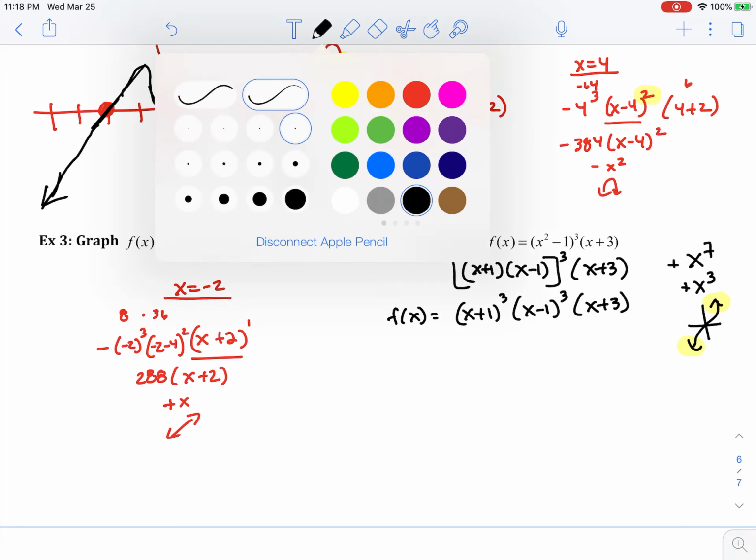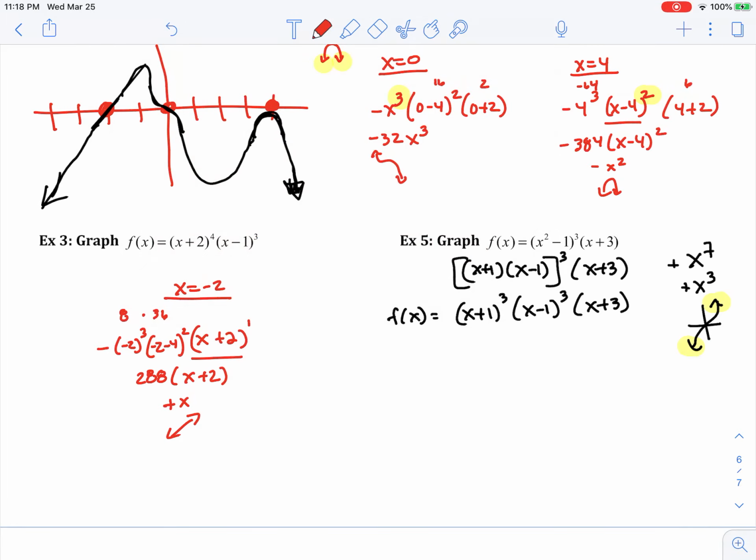We have 3 x-intercepts. We have an x-intercept or root at x equal to a negative 1. We have a root or x-intercept at x equal to a positive 1. And we have a root or an x-intercept at x equal to a negative 3. So I'm going to sketch those real quick on our graph. So an x-intercept at -1, an x-intercept at +1, and an x-intercept at -3.